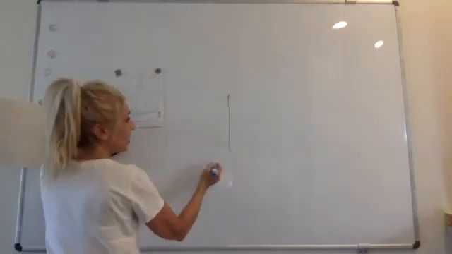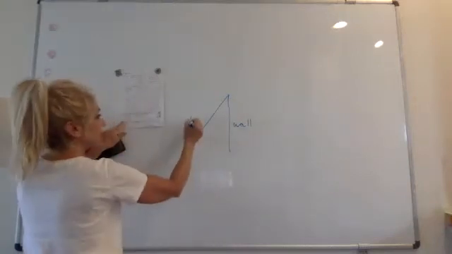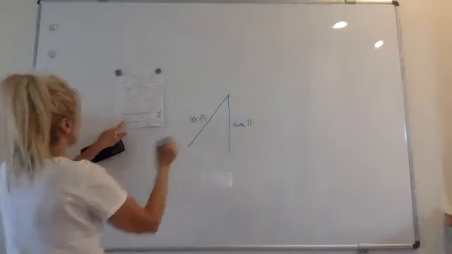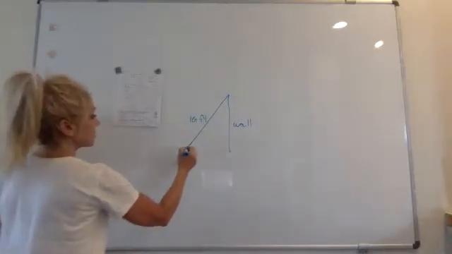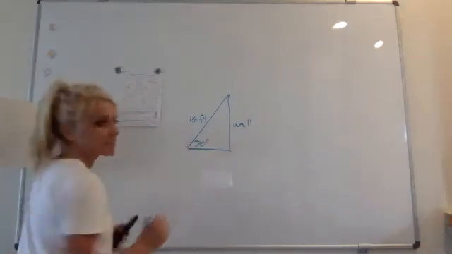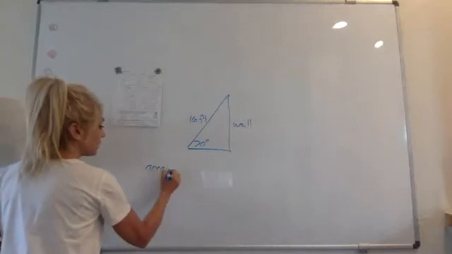We're going to assume the wall is vertical. We're going to have our ladder leaning here, which is 16 feet. And then it says, if the ladder makes an angle of 70 degrees with the ground. Ooh, let's talk about that. There is one thing that you need to know. It's called angle of elevation.